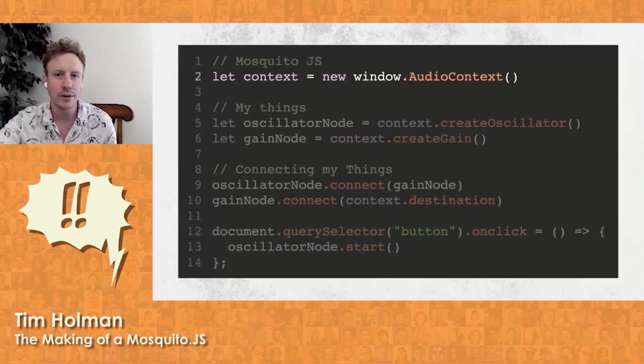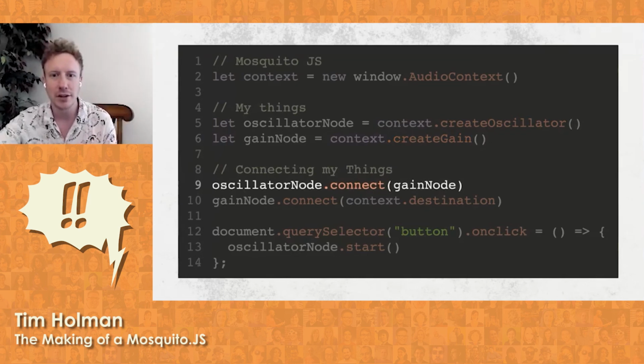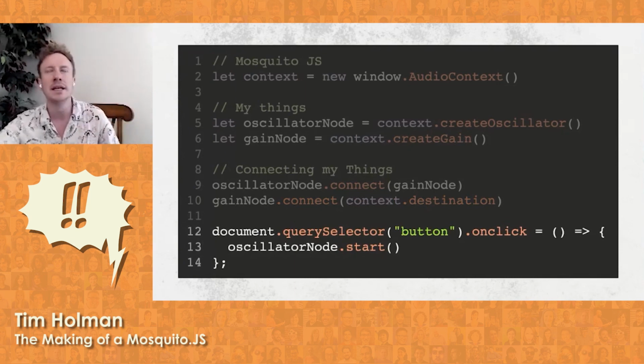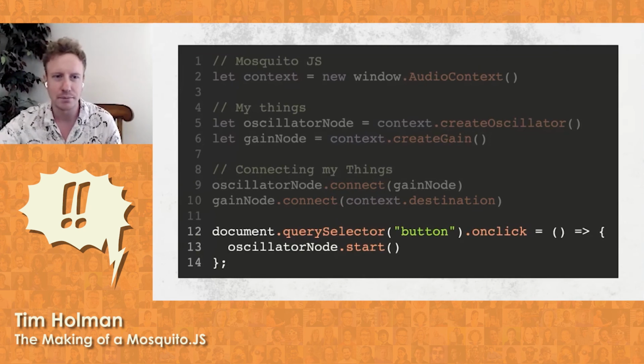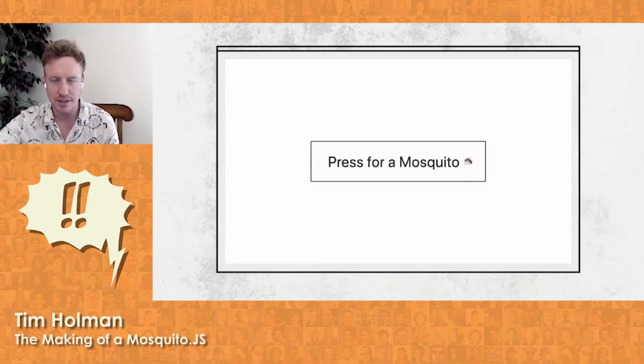So in my code, I would have the context. I'd be creating an oscillator node. You can see that it comes from that web audio context. I'd be creating a gain node, and then I would be connecting my gain node to the oscillator node, and I'd be connecting the context destination, which is the output, the speakers, to the gain node. And then I also have to add a button in because back in the day, we allowed playing audio, and the world ruined it for everyone. So this would be my Mosquito at the start, and this would sound exactly like this.